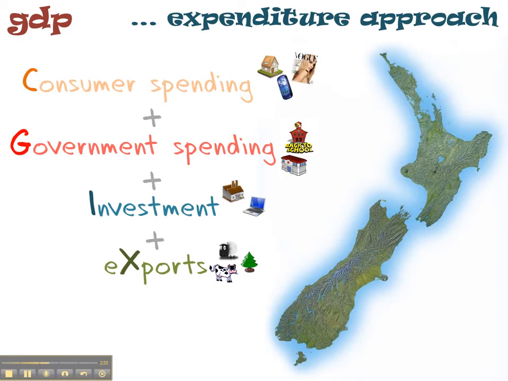Now, in one sense, you could say that's it. That's all the expenditure that happens inside New Zealand. But the trouble is, when you actually add that up, C plus G plus I plus X, what you'll find is some of the goods and services that we've bought were actually produced overseas. And you remember, GDP does not include the value of goods and services produced overseas. So the one last thing we've got to do when we calculate the expenditure approach is take away imports. So the expenditure approach is C, consumer spending, plus government spending plus investment plus exports minus imports.